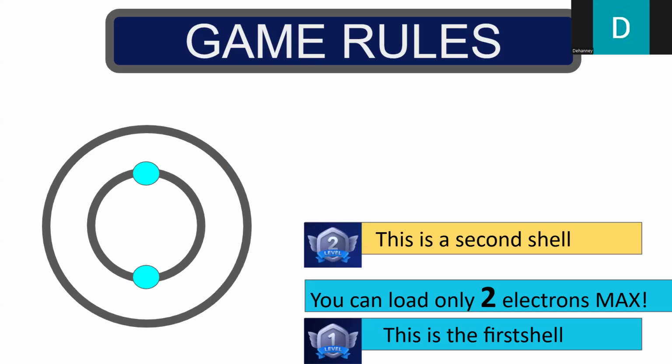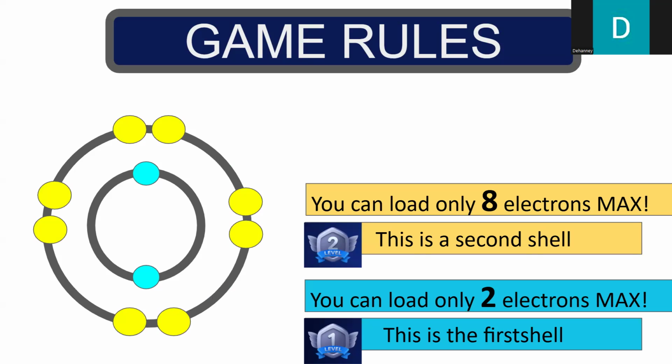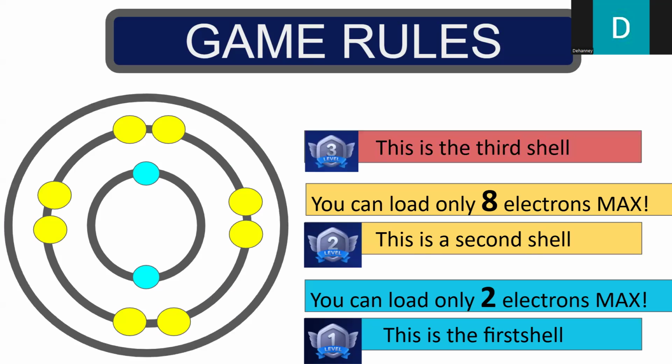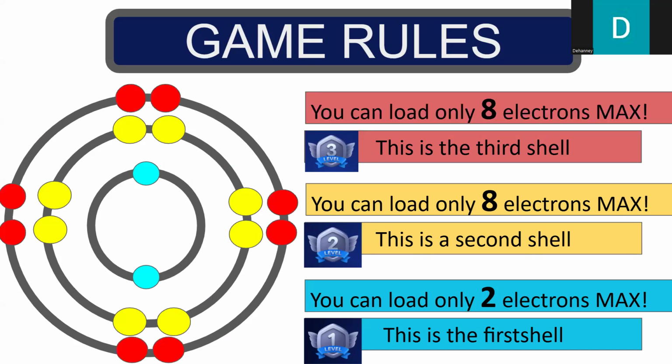This is the second shell. You can load only 8 electrons on this shell maximum, so you need to explain that to them. This is the third shell. You can load only 8 electrons max. So those are the rules, and you let them understand what that means. 2, 8, 8 maximum. So you can load less than 8 on the second shell if you want, and less than 8 on the third shell. You can't go more than that.